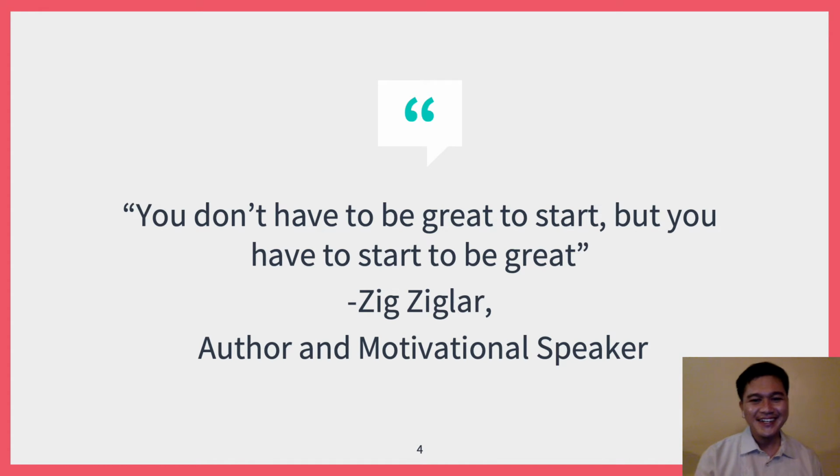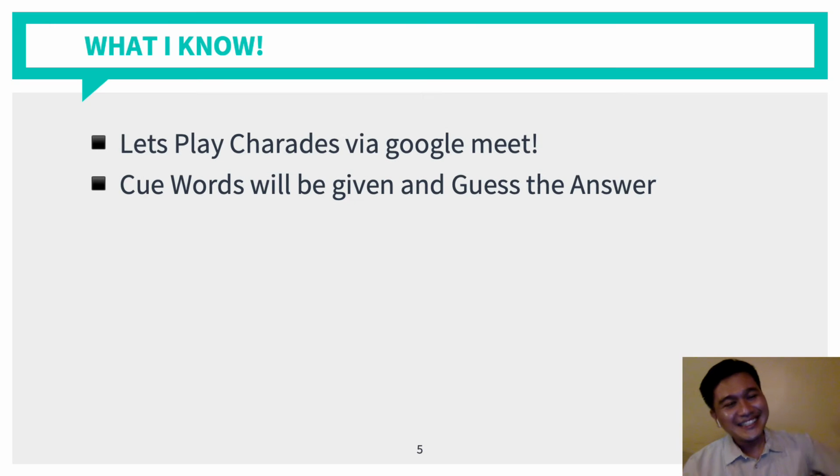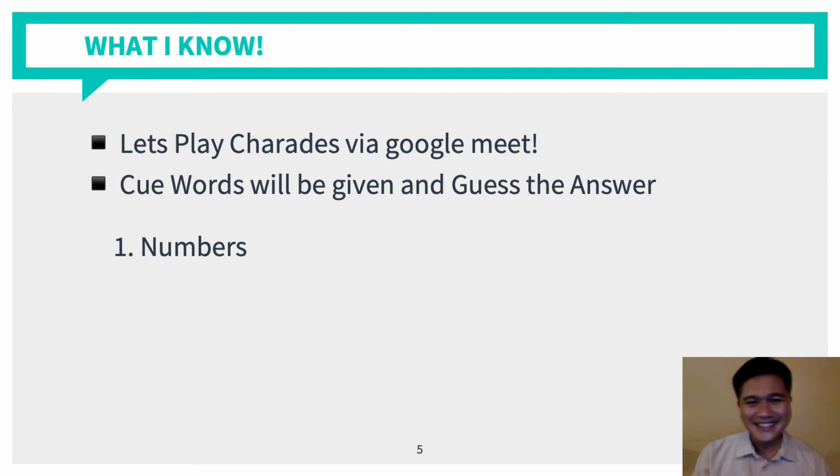So let's start. Let's play a game of charades via Google Meet. I'll be giving you keywords and you should guess the answer from our previous topic. And please go to your corresponding groups. At the same time, your classmates will guess the answers for our keywords. So let's start. First word, numbers.